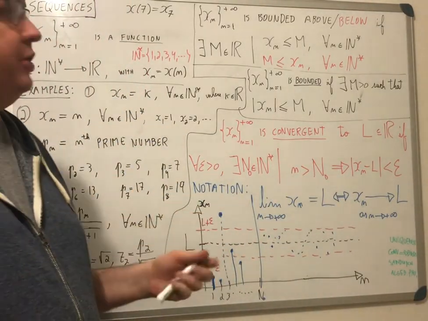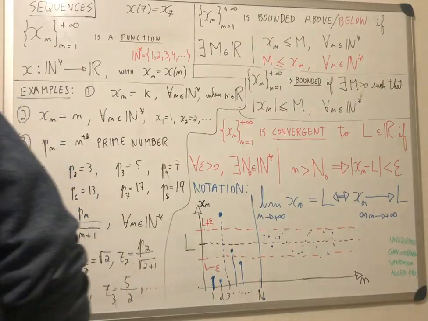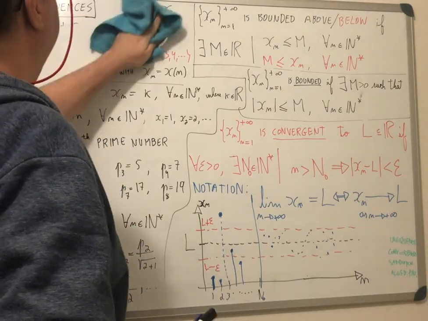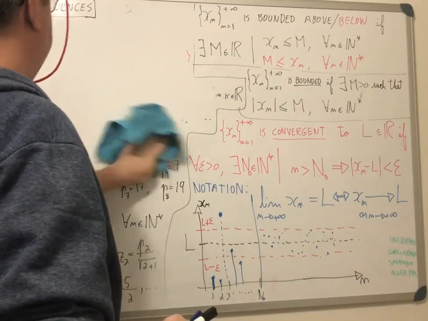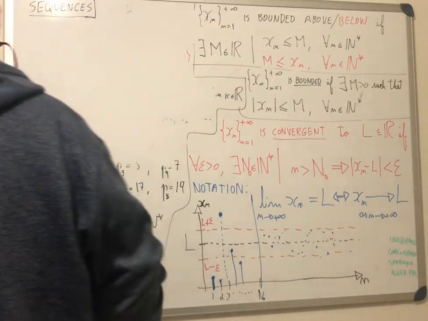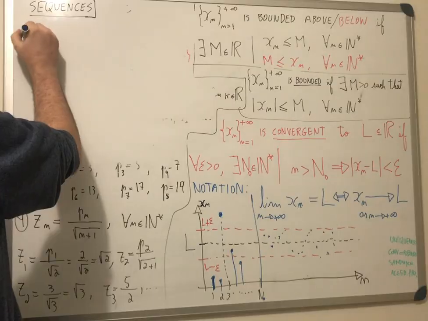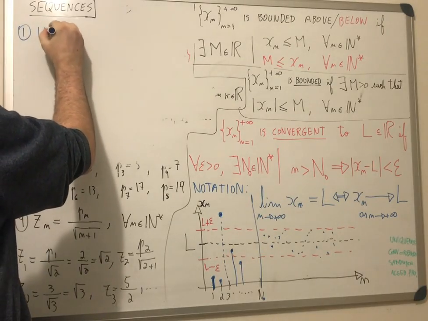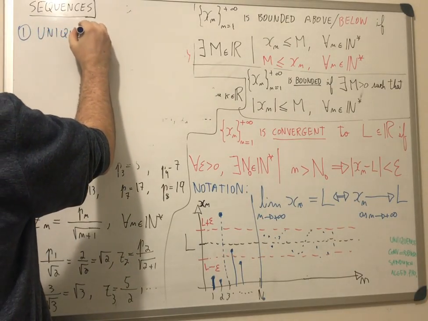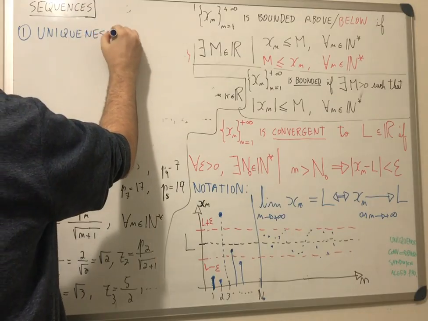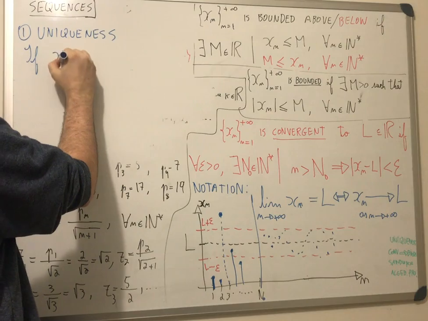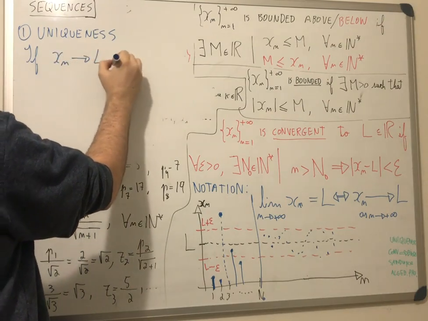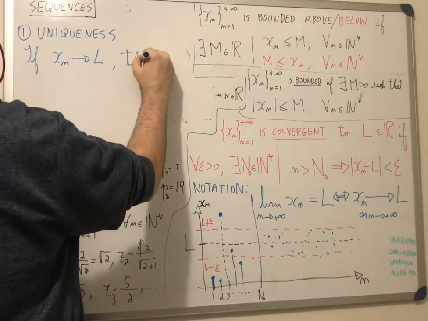A few properties now. So perhaps I should write here a few properties of the limit. Number one, uniqueness. So if xn converges to L, this limit is unique.